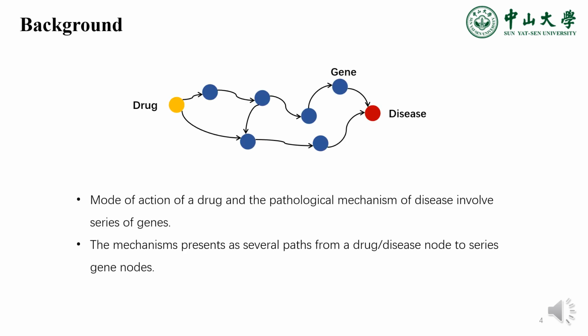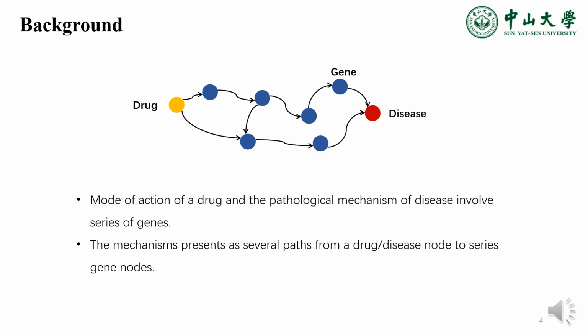What we want to do is drug repurposing, which means finding a new indication for an existing drug, and it's a more efficient way than traditional drug discovery. In our work, we introduce genes to connect disease and drugs. So we construct a heterogeneous network in which drug, disease, and gene are modeled as nodes, and the relations between them are edges.